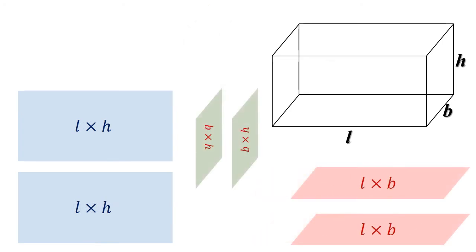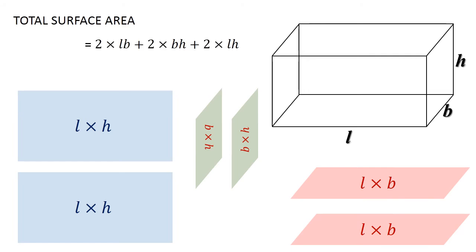Now if I have to find the total surface area of this cuboid, it will be the sum of all 6 faces. That will give us 2 times L into B plus 2 times B into H plus 2 times L into H. If I remove 2 common, I will get the total surface area as 2 into (LB plus BH plus LH).